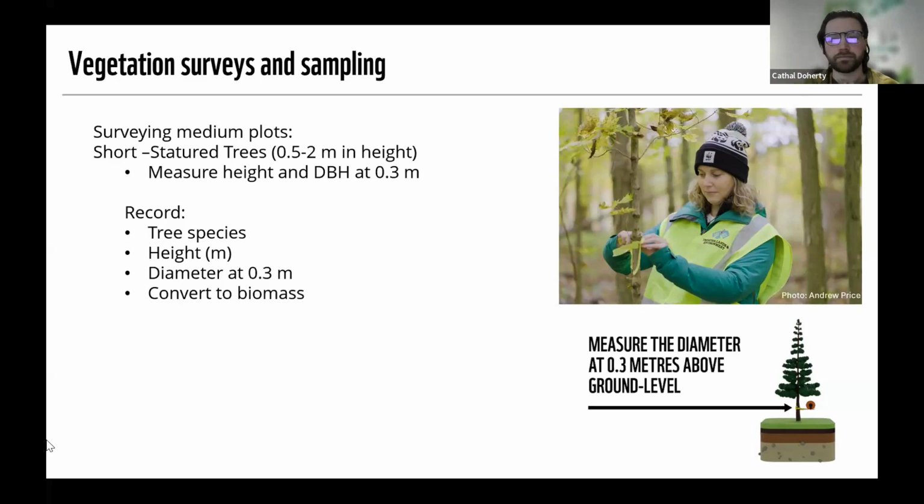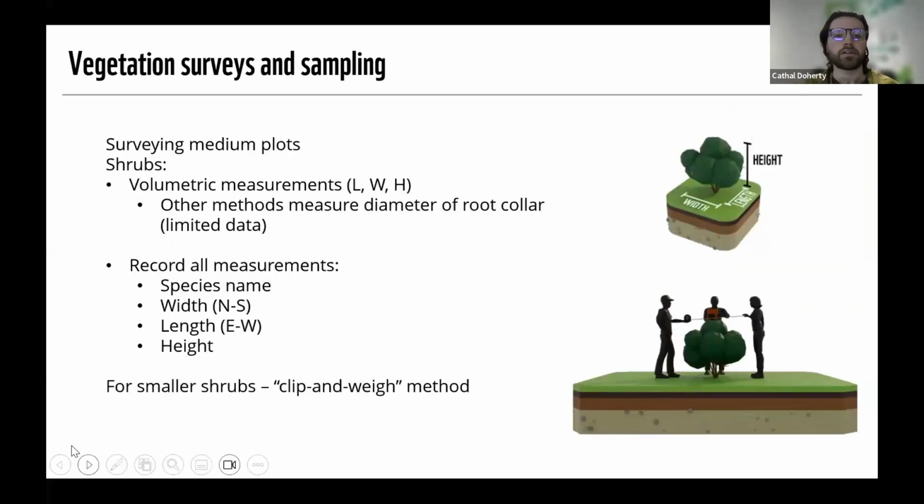Next slide, please, Emily. So if the species you identify is a shrub, we can estimate the carbon stock through taking volumetric measurements of that shrub. This involves measuring the length, width, and height of that shrub and recording that along with the species name. There are certain regions and certain studies of specific shrub species in certain areas where they actually use the diameter of the root collar of the shrub to obtain an estimate of that biomass. That's just where all the woody stems of that shrub converge into the ground. You get the diameter of that.